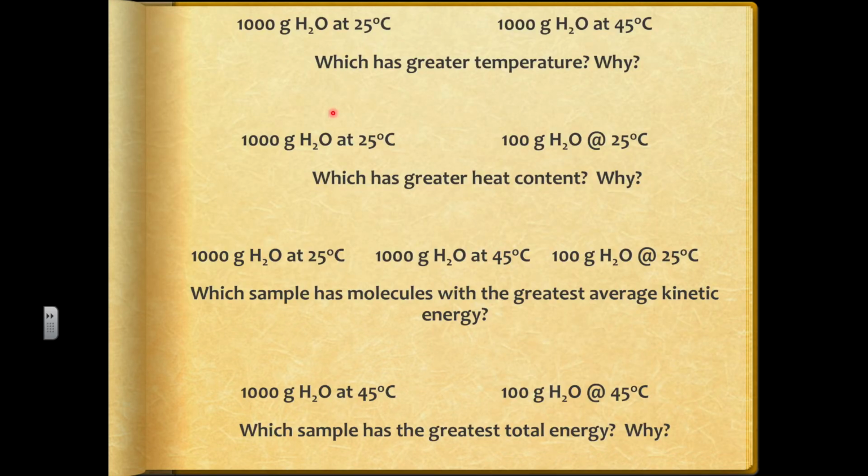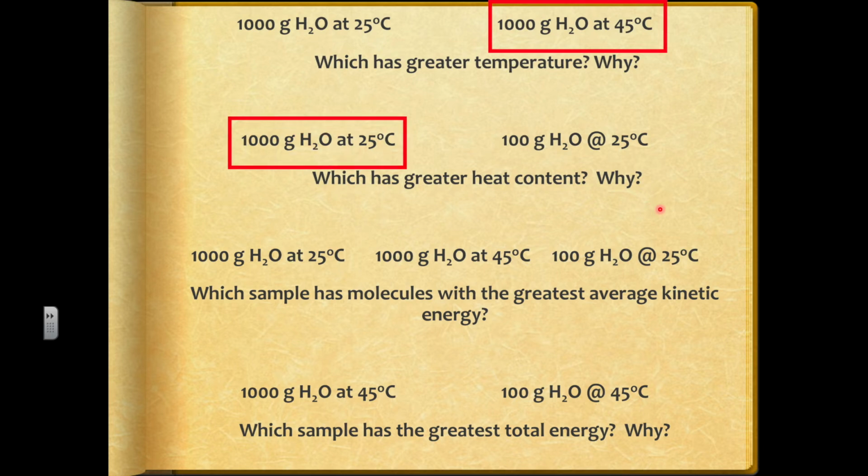So let's think about this. Which one has a greater temperature? 1,000 grams of water at 25 degrees Celsius or 1,000 grams of water at 45 degrees Celsius? Well, it's going to be 45 degrees Celsius, duh, because it has a higher temperature, right? Well, which one has a greater heat content? The 1,000 grams or the 100 grams? Well, that's going to be the 1,000 grams because the more mass something has, the more heat it is going to have. All right, we'll get into another formula in the next video.